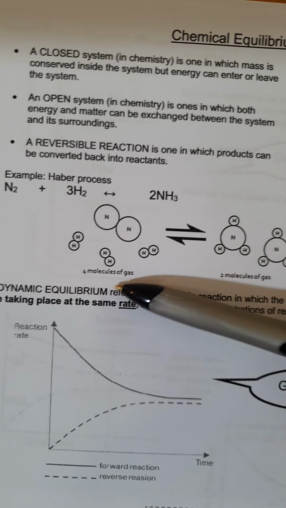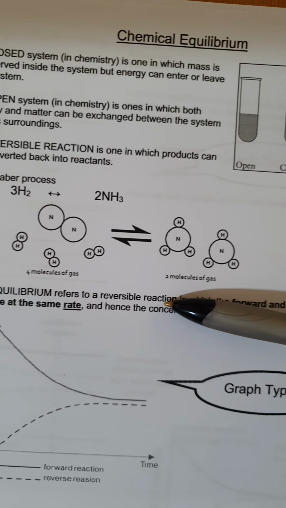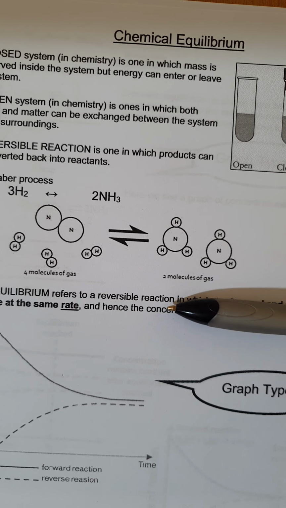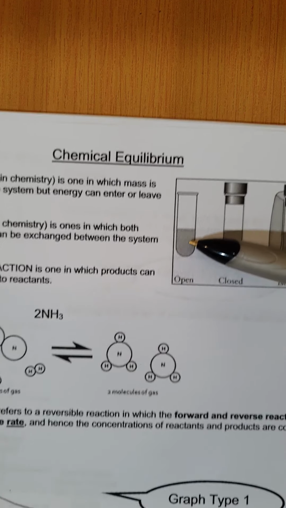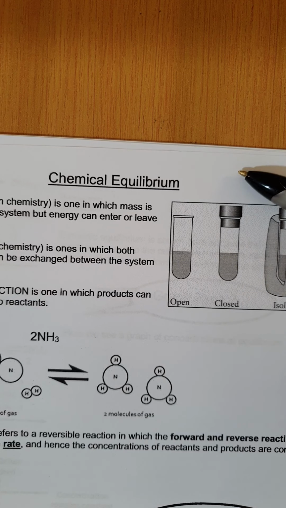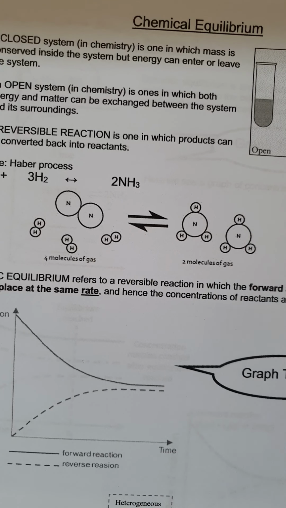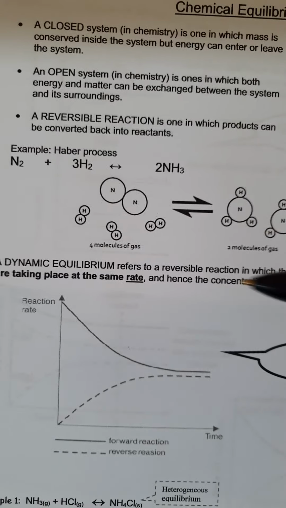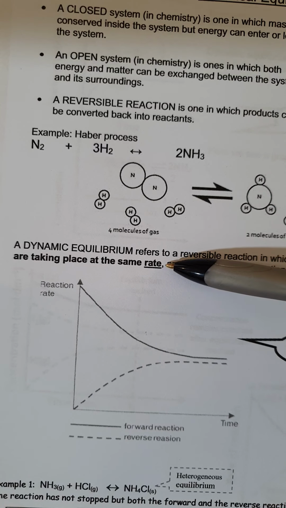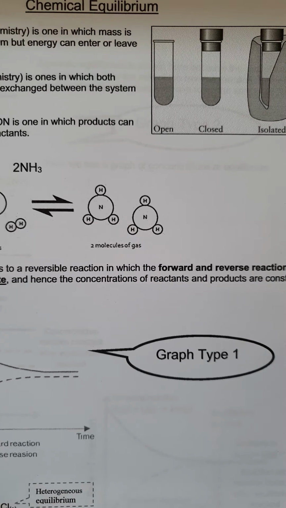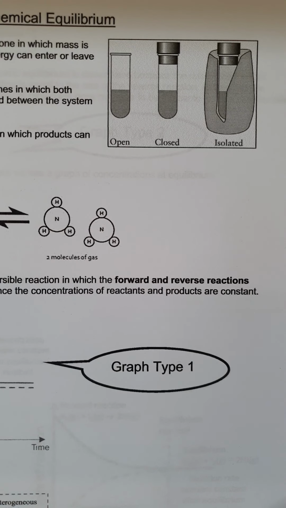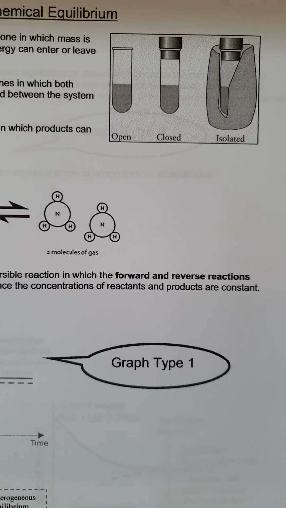So a dynamic equilibrium refers to a reversible reaction. So it has to have a reversible reaction. You can't do an equilibrium question with a non-reversible reaction. It also has to be in a closed system. If you have an open system and you've got gases and the gases are escaping, there's no way that you can then go back to reactants. The forward reaction and the reverse reaction are taking place at the same rate at equilibrium, and hence the concentrations of reactants and products are constant. Notice it doesn't say they are the same, it says they are constant.